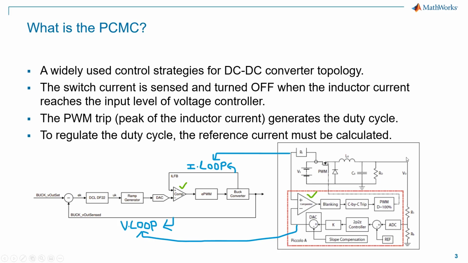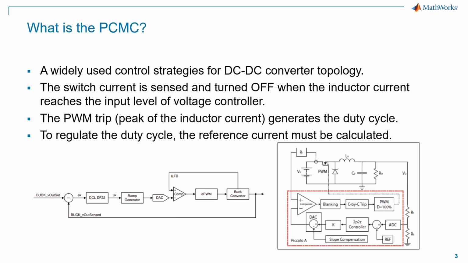The current mode control features a dual loop control circuit, a voltage loop, and a current loop within the voltage loop. This current loop would sense the switch current and compare it to a threshold level defined by the voltage controller. The switch is turned off when the inductor current reaches the input level of the voltage controller. This PWM trip action, which turns off the switch at the peak inductor current, is able to generate a duty cycle for the given voltage set point.